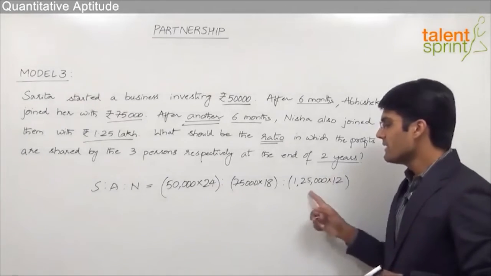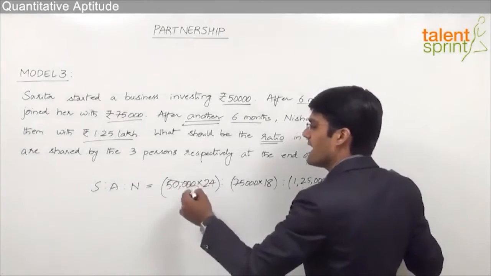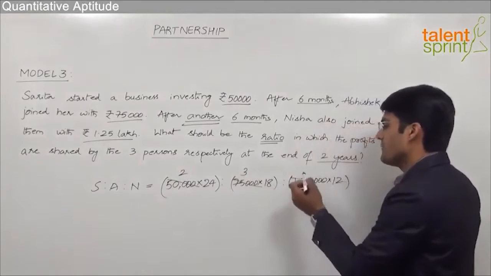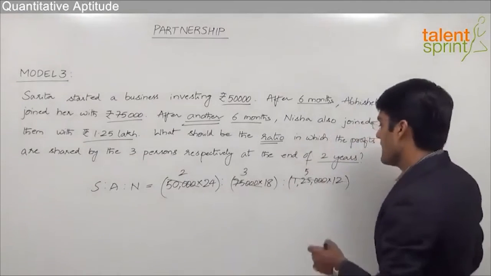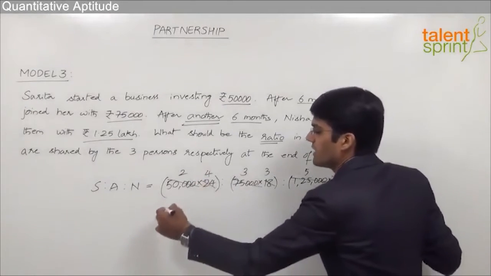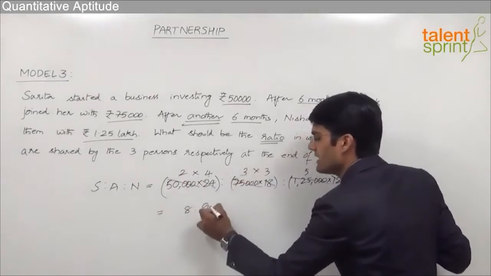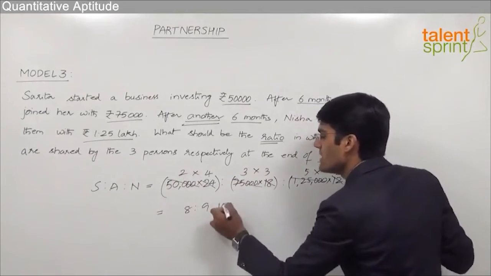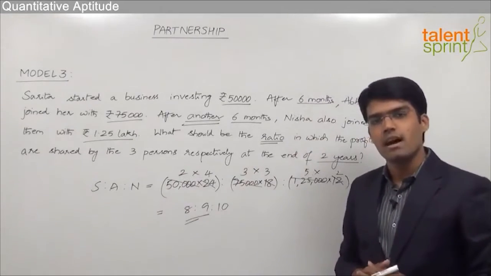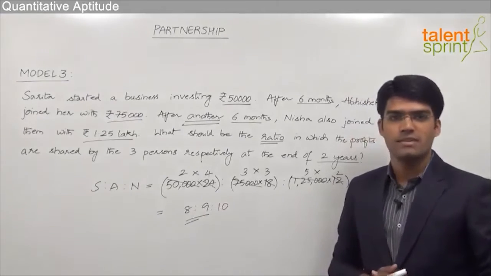And this will give us the ratio in which they should share the profits. So by simplifying this, we can say that this is 25,000 into 2, 25,000 into 3, and 25,000 into 5. And this is 6 into 2, 6 into 3, and 6 into 4. So the ratio should be 2 into 4, 8, is to 3 into 3, 9, is to 5 into 2, 10. So we can say that the ratio in which the three persons, Sarita, Abhishek, and Nisha, should share the profits should be 8 is to 9 is to 10.